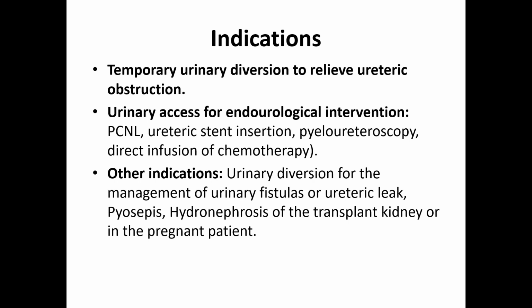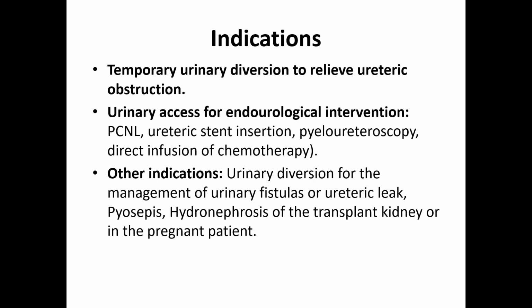obstruction, urinary access for urological interventions like PCNL, ureteric stent insertions, pyeloureteroscopy, direct infusion of chemotherapy, and sometimes you have a ureteric stricture or PUJ stricture. You cannot do it from below, so you are going to do endopyelotomy, called laser endopyelotomy. You cut the strictures by laser, and you put a JJ stent in situ.